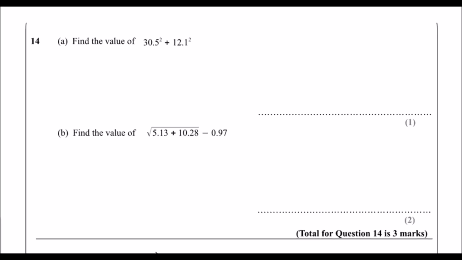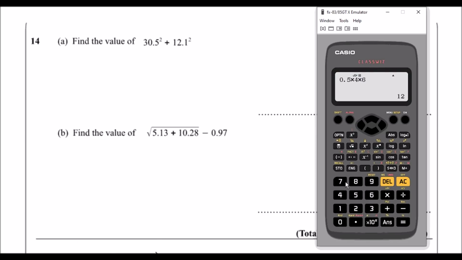Question 14. Find the value of 30.5 squared plus 12.1 squared. We can use our calculator for this one. So we can just type it in exactly how it looks. 30.5 squared plus 12.1 squared. If these were negative numbers, we would have had to make sure that we put them in brackets. But as they're positive, it would have worked with or without the brackets. So we've got 1076.66.